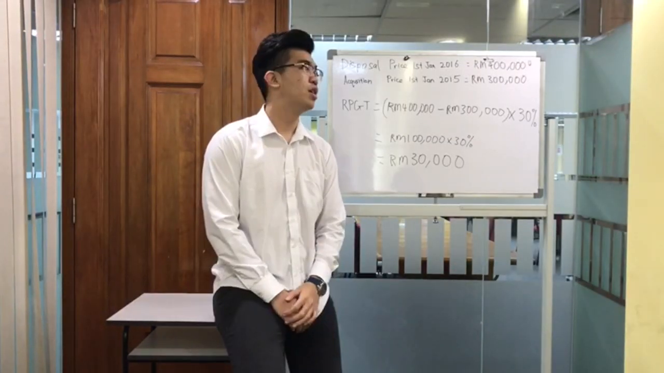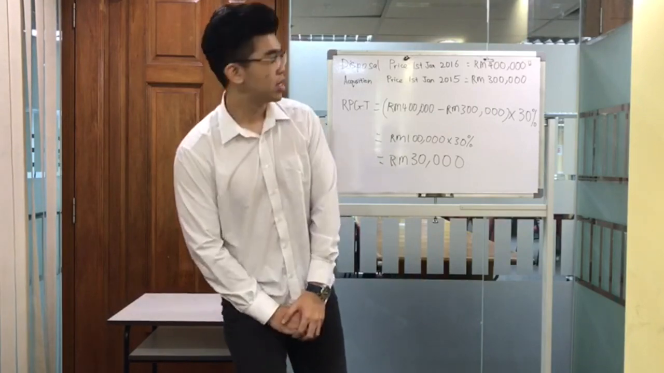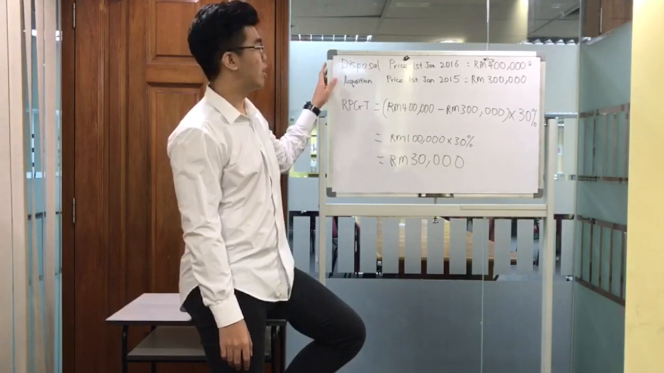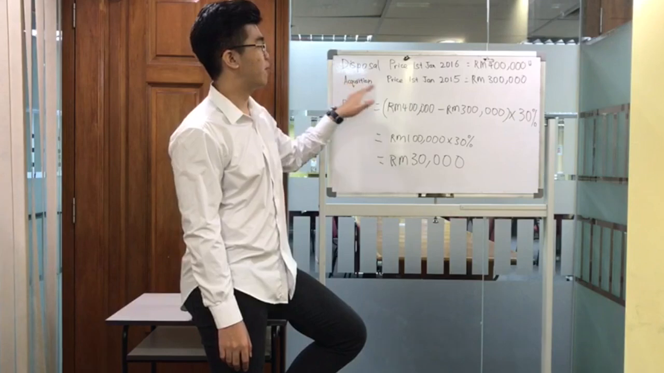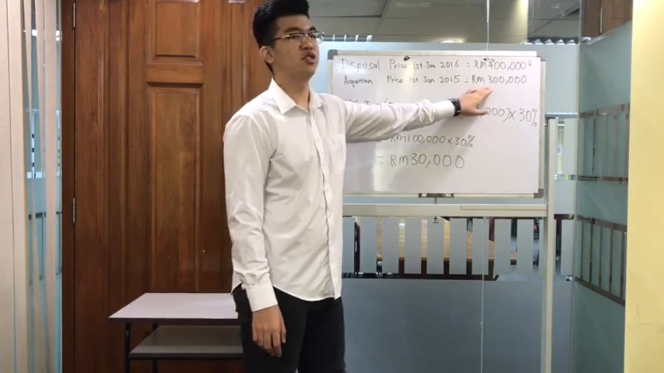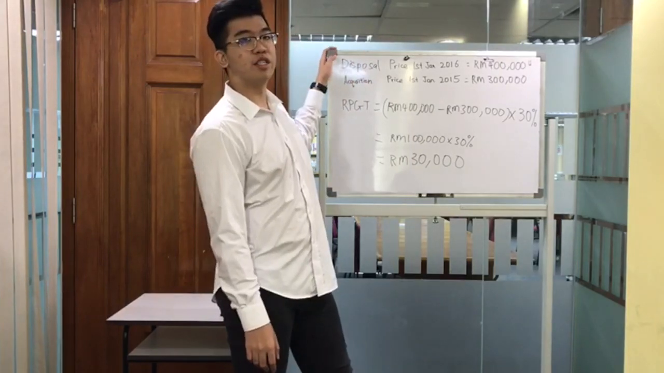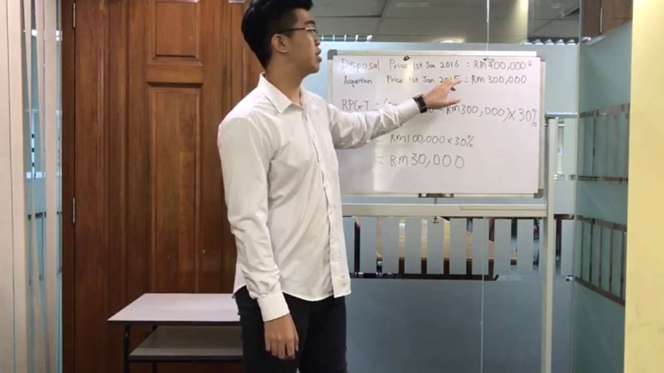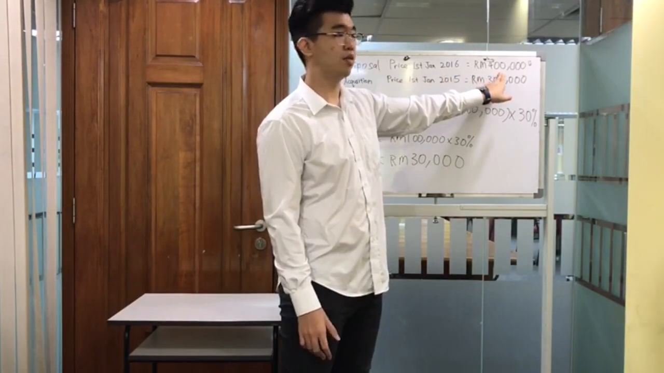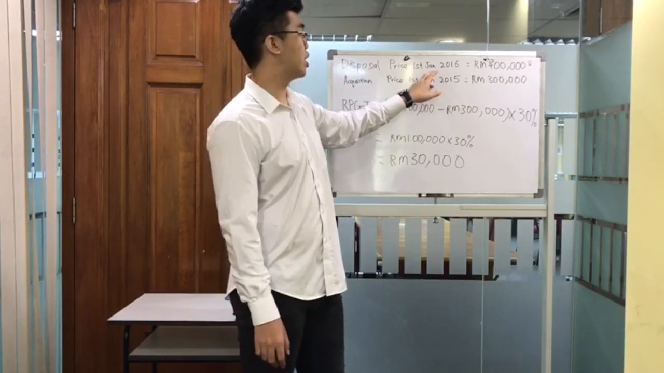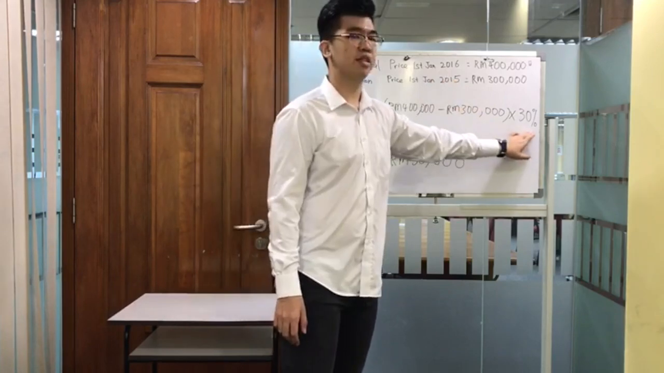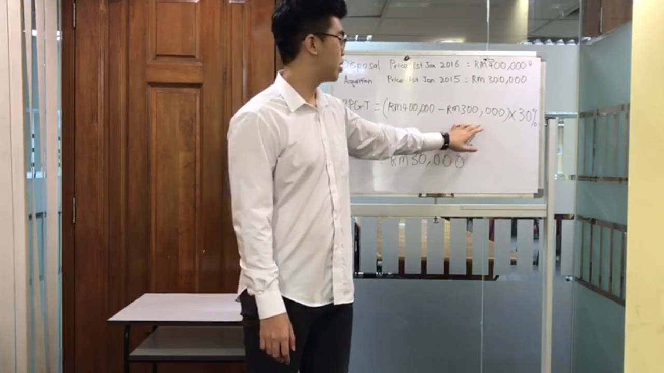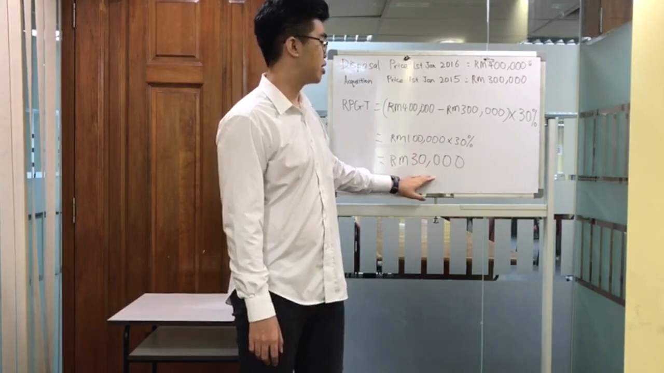Now here comes the example of the RPGT for normal people. Mr. Ali bought his property on 1st of January 2015 at a price of 300,000. He disposed of, in other words sold, his property on 1st of January 2016 at 400,000. So it's within 2 years, and the RPGT rate is 30%. So the formula is disposal price minus acquisition price, and here comes the answer.